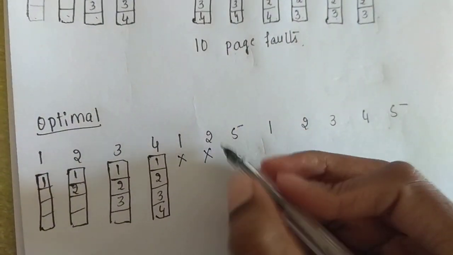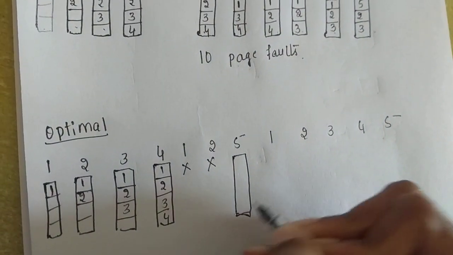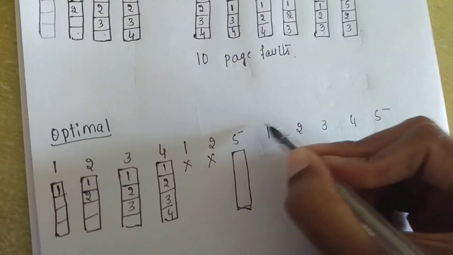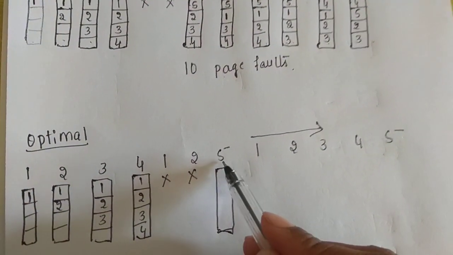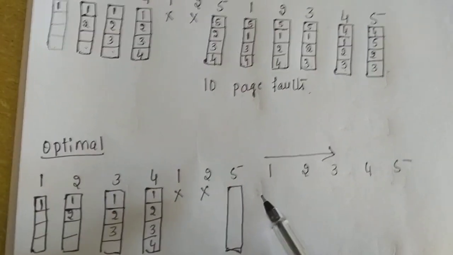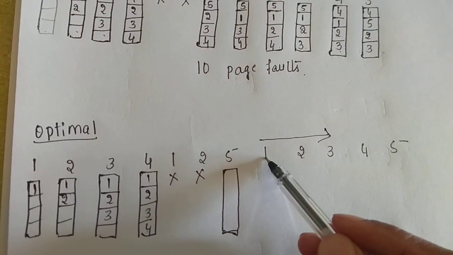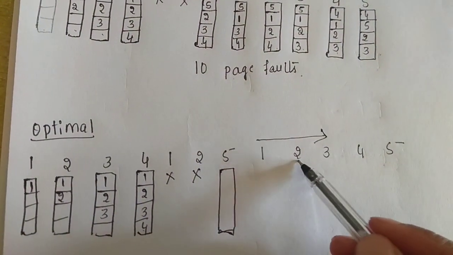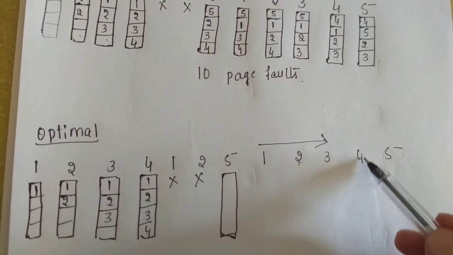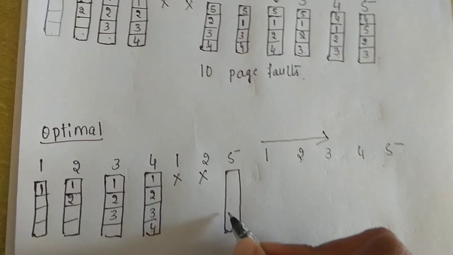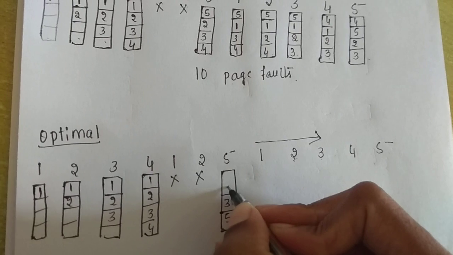I need 5. So you write a box under this number, and in optimal you need to search in the forward direction, the right side, towards the right of this element 5. So 1, 2, 3, 4. 1 is here itself, we cannot replace 1. 2 is next to 1, we cannot replace. 3 next, and 4. So 4 is the last element, so I am going to replace 4, and the remaining copy as it is.